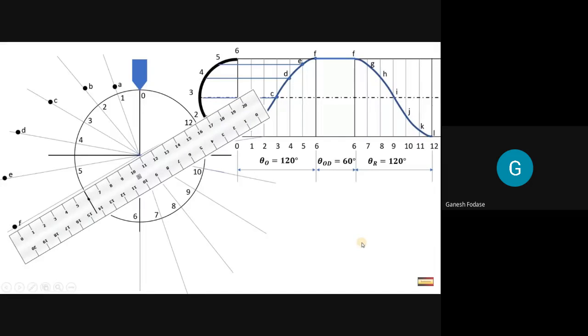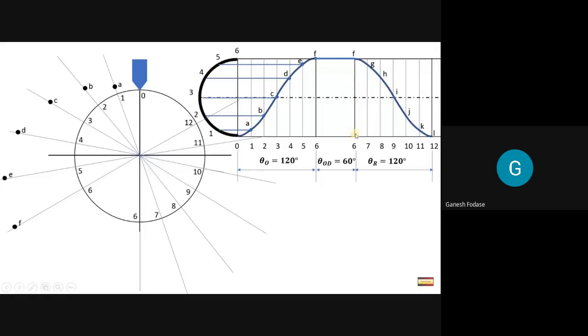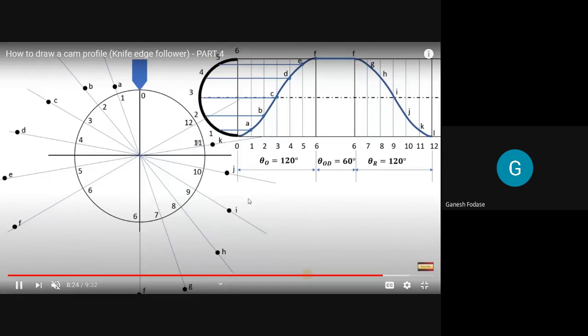Do you understand which distance was marked? Yes, sir. Distance from the displacement diagram. Go on, sir. Repeating up to F, G, H, I, J, K, L, we get their corresponding points. And once you get these points, you can check here the first point and the end point.